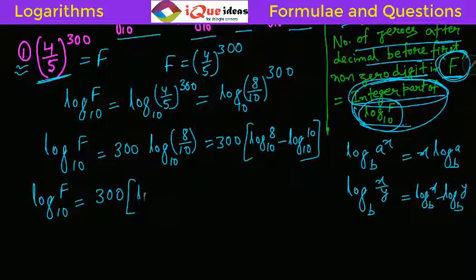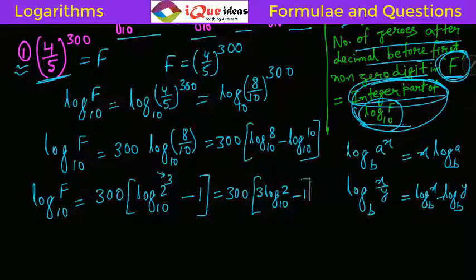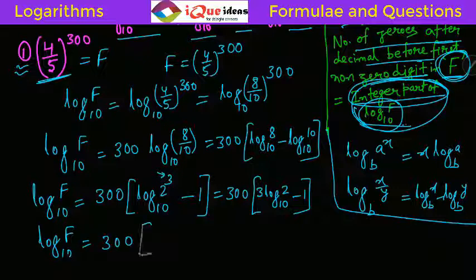Right? So we will say log f to the base 10 will be equal to 300 into. Now 8 is 2 cubed, so it is log of 2 to the power 3 to the base 10 minus log 10 to the base 10, which is 1. So it is equal to 300 into. Now from here, in 2 cubed, this power 3 will come out. So it is 3 log 2 to the base 10 minus 1. Okay. So what we have here is log f to the base 10 is equal to 300 into 3 into log 2 to the base 10, which is 0.301. So put it here, minus 1. So it is 300 into (3 into 0.301, which is 0.903, minus 1).